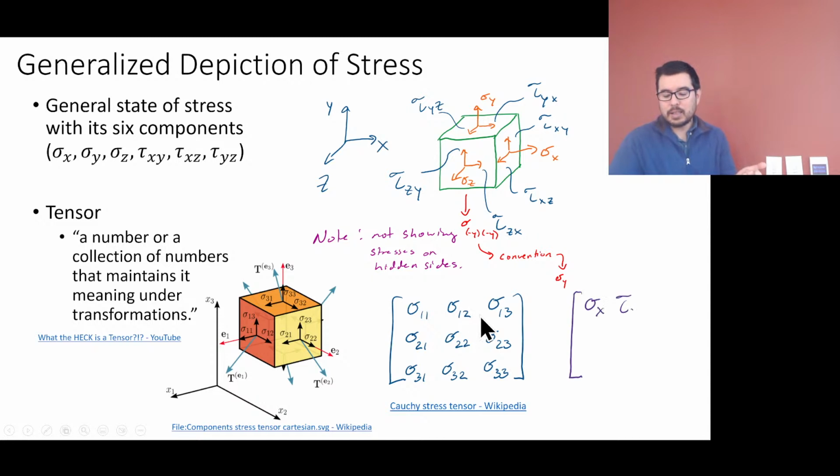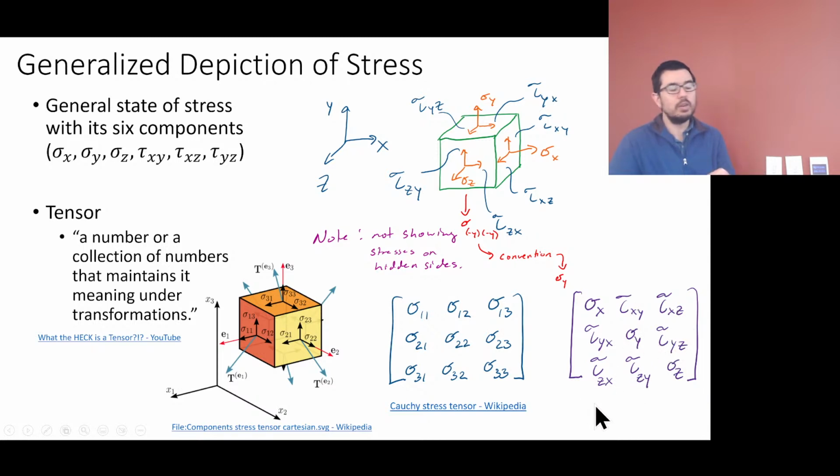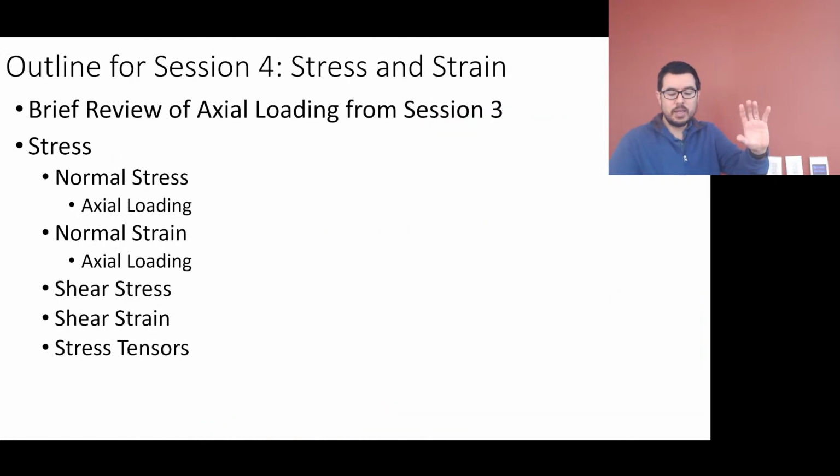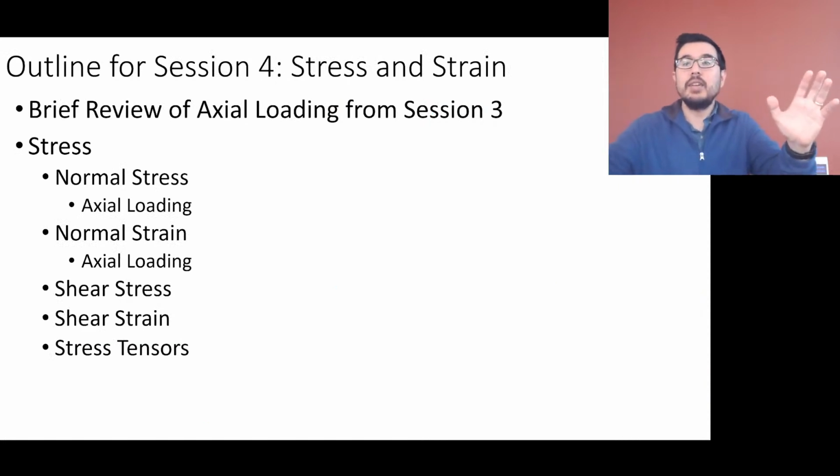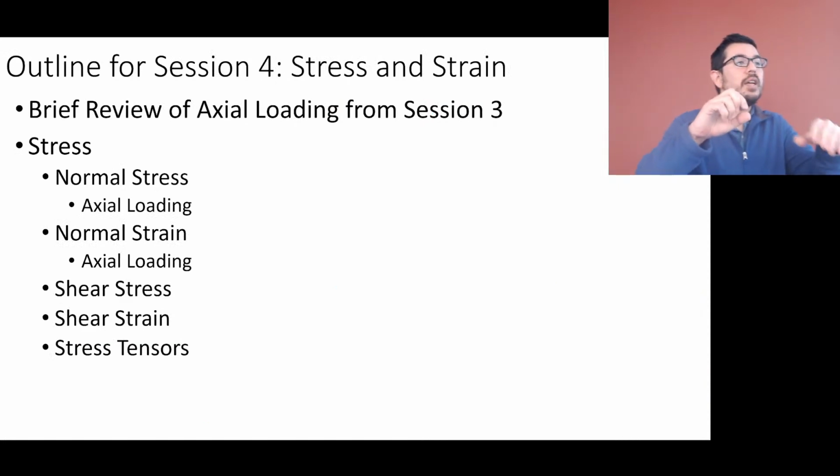And the last thing here is that instead of writing sigma 1,1, sigma 1,2, sigma 1,3, I can write these. These cross terms are the same. These cross terms are the same. Tau xz and tau zx. And in a little bit, we'll show you how to use these. Okay? But this is just giving us a general depiction of the state of stress. So that's it. If you have any questions, let me know.